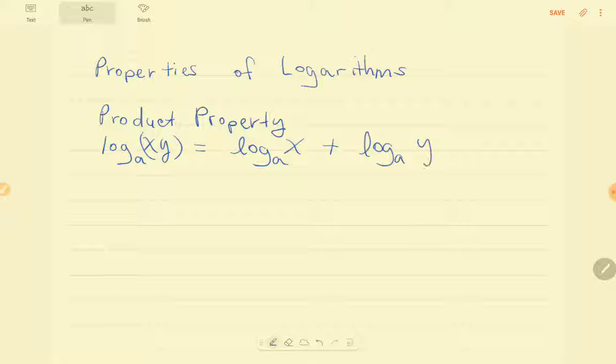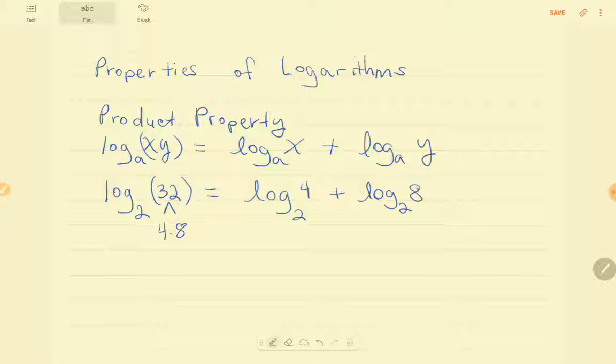So let's test it out and see if it works, shall we? How about if we had log base 2 and the argument was 32? And we're going to see if we rewrite this. Let's just test out this theory that you can write it as a sum of two logs. Let's see, the products here could be 4 times 8, right? And then we would have the log base 2 of 4 plus the log base 2 of 8.